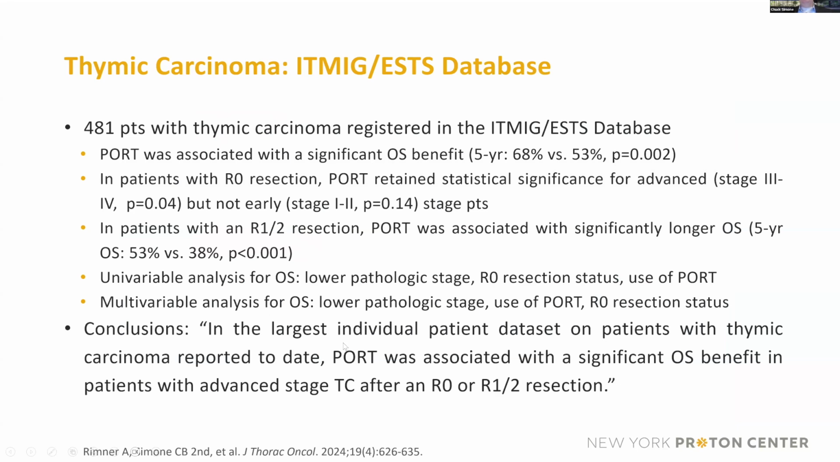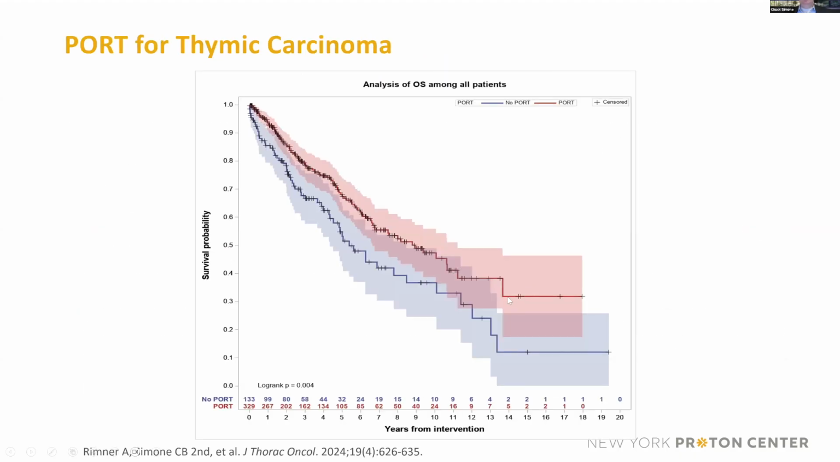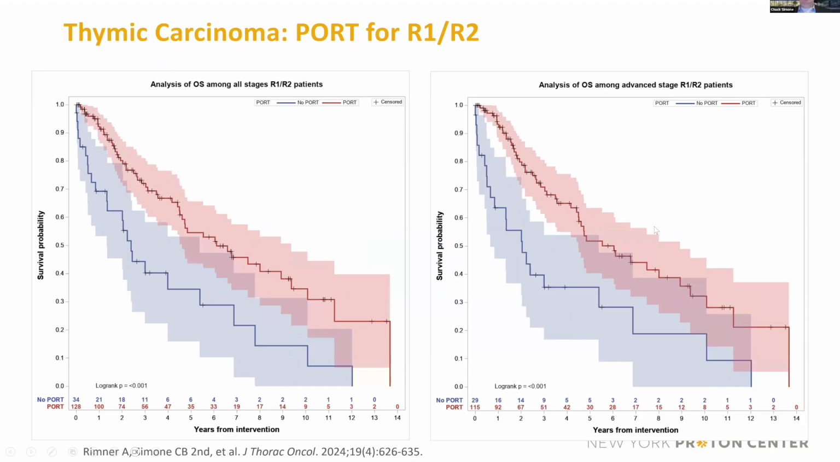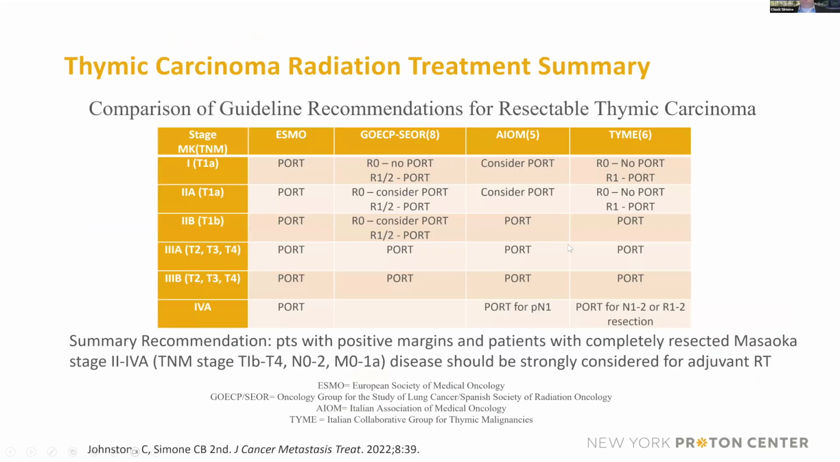So this is the largest patient database for thymic carcinoma, and PORT had a survival benefit for all the R1s, R2s, and many of the R0 patients. This is looking at overall survival in the entire cohort. You can see the curves separate pretty nicely. For R0 specifically in the early stage patients, the curves still separate pretty well. And then in the R1, R2, the curves pretty dramatically separate. So, clearly if there's residual disease, radiation should have a big role.